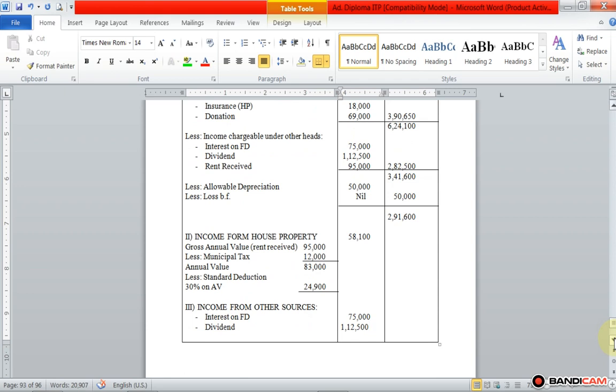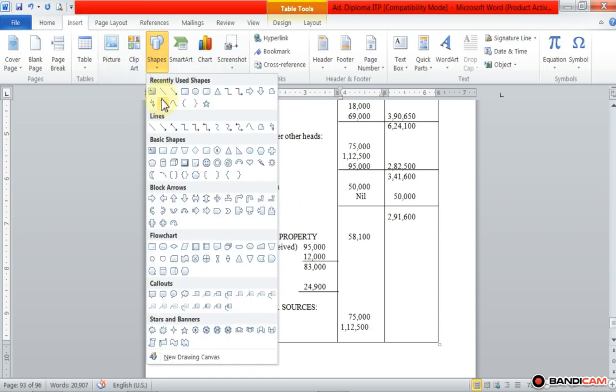Okay, make a total of income from house property and income from other sources. So here 58,100 plus 75,000 plus 1,12,500. So here we get the income from house property and income from other sources as 2,45,600.